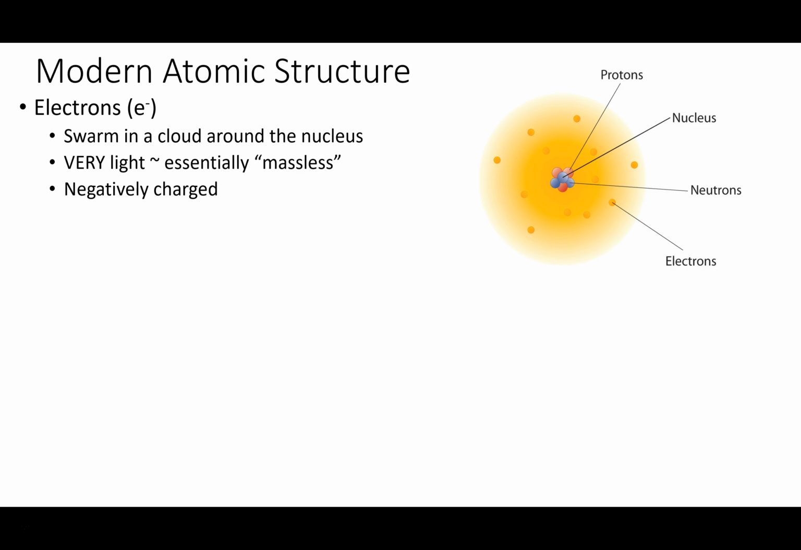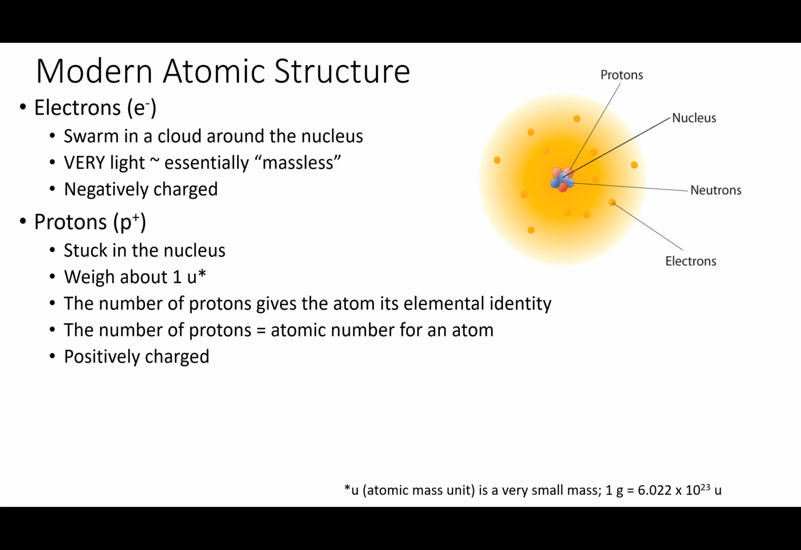When it comes time, especially speaking of electrons, for the subatomic particle to have motion, the electrons are negatively charged, and they basically don't have mass. They're very light compared to the other two subatomic particles. Protons are positively charged.